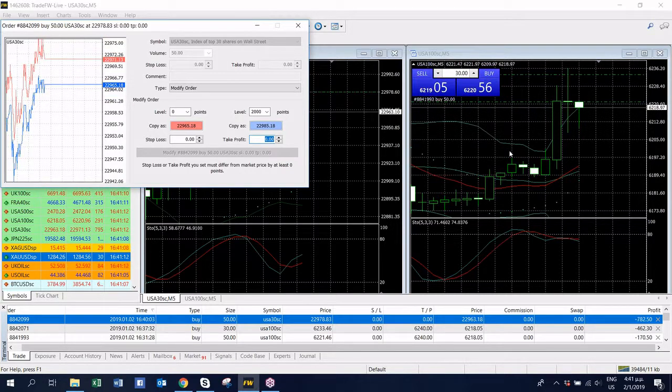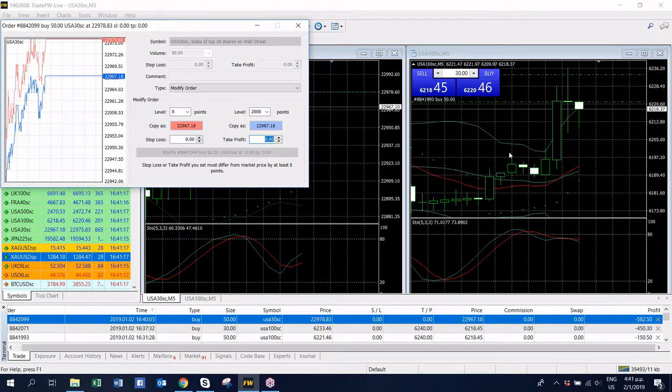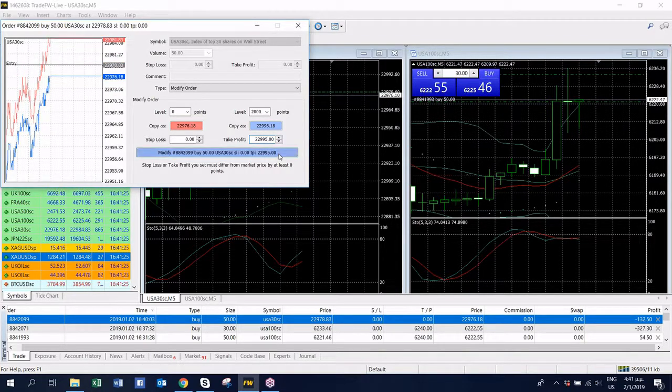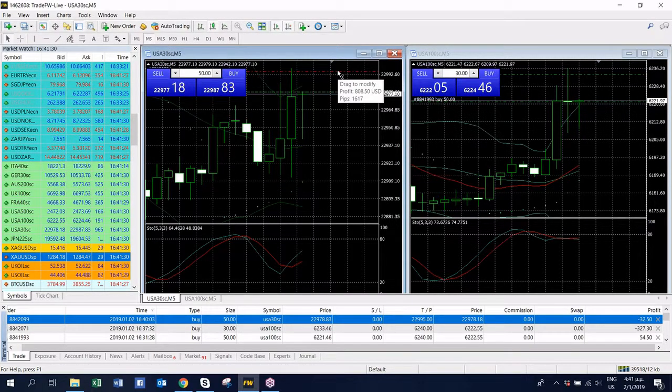So let me see, what is our next level? 22,995 is my take profit on this position. I'm aiming $800 with this position. I'm aiming extra $800. Come on. Come on, go a bit up and we will be happy. A bit more and we will be happy.